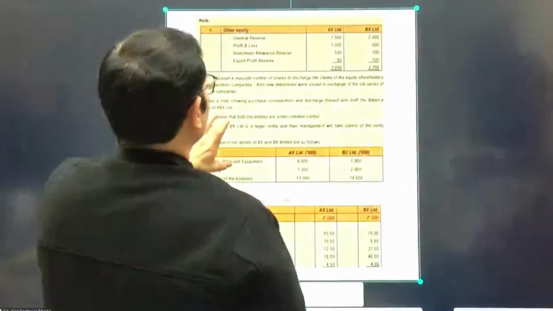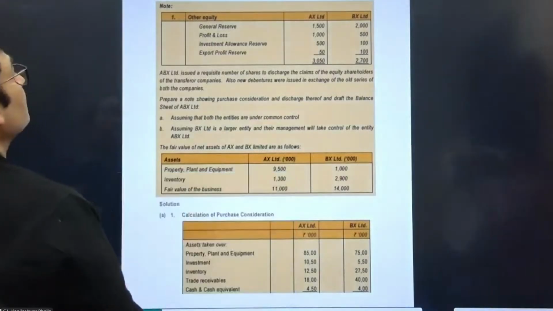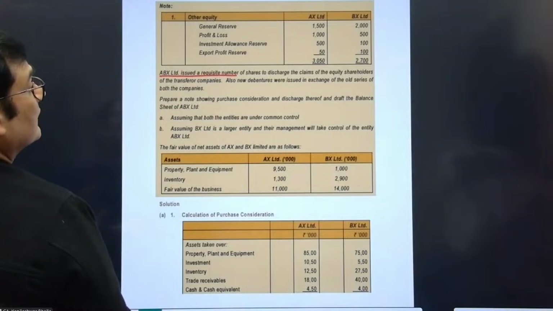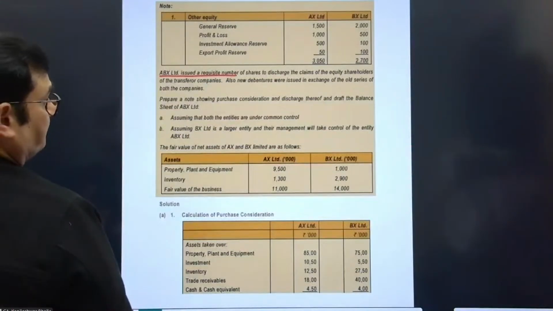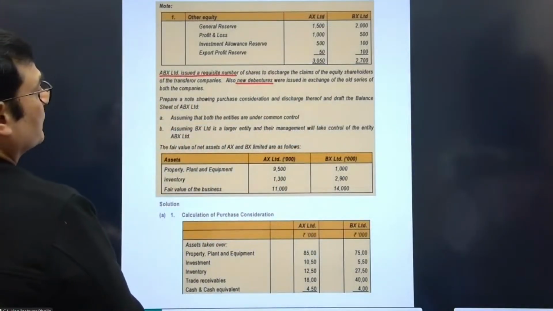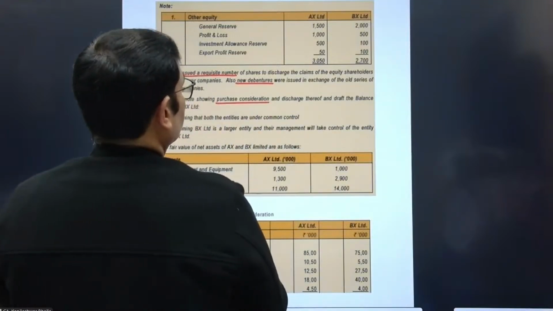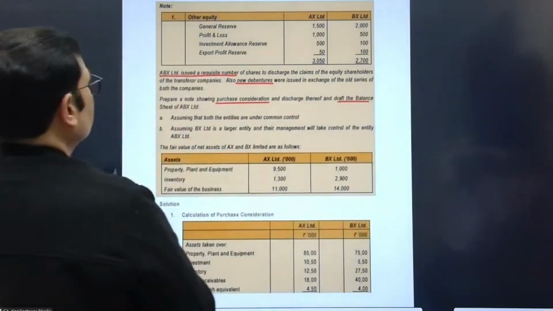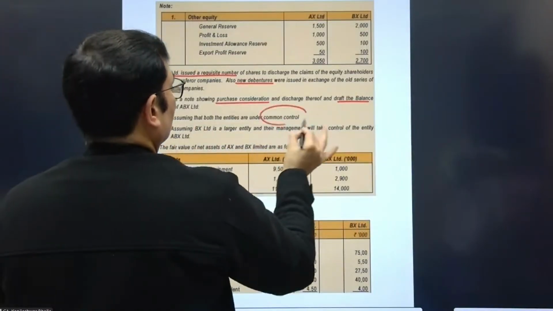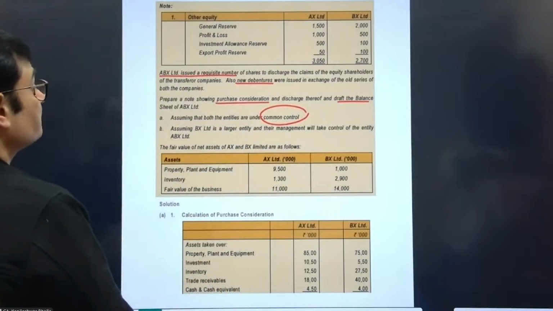So we're given more inputs in the additional information. ABX will issue a requisite number of shares to discharge the claims of equity shareholders of the company. Also, new debentures were issued in exchange of the old series by both the companies. You need to prepare a note showing the purchase consideration and its discharge, and also draft the balance sheet of ABX. We're not doing the A part right now because we're yet to study the concept of common control. So we'll come back to this question when we come to common control after this.